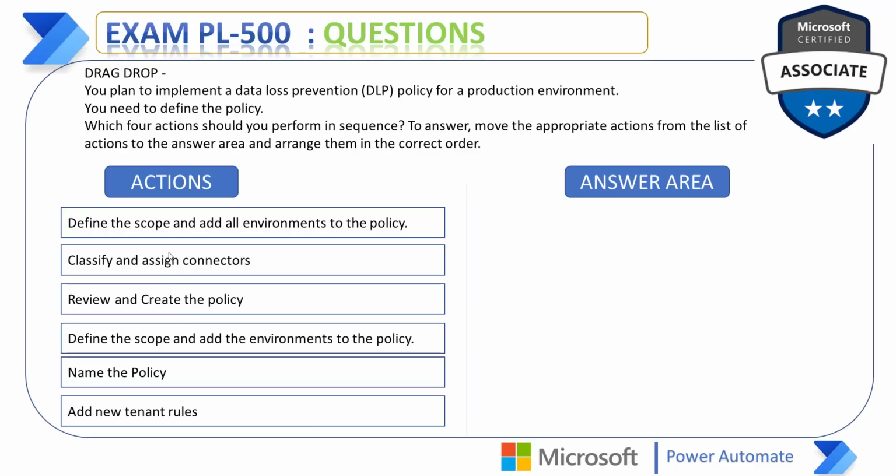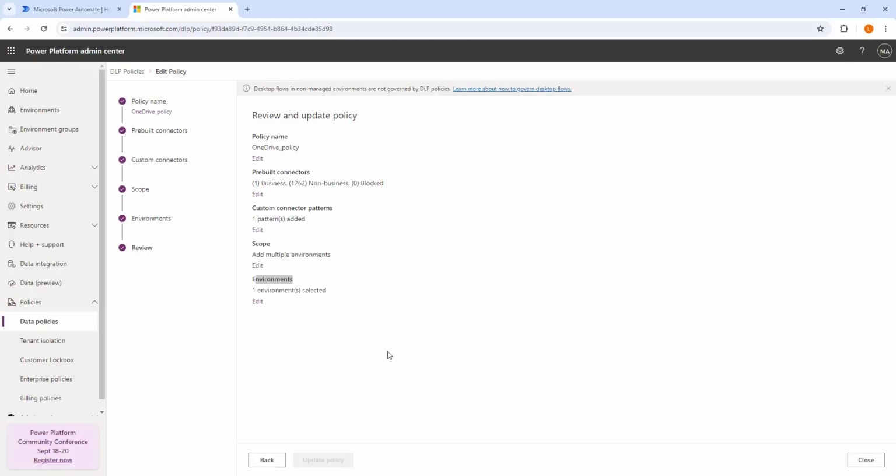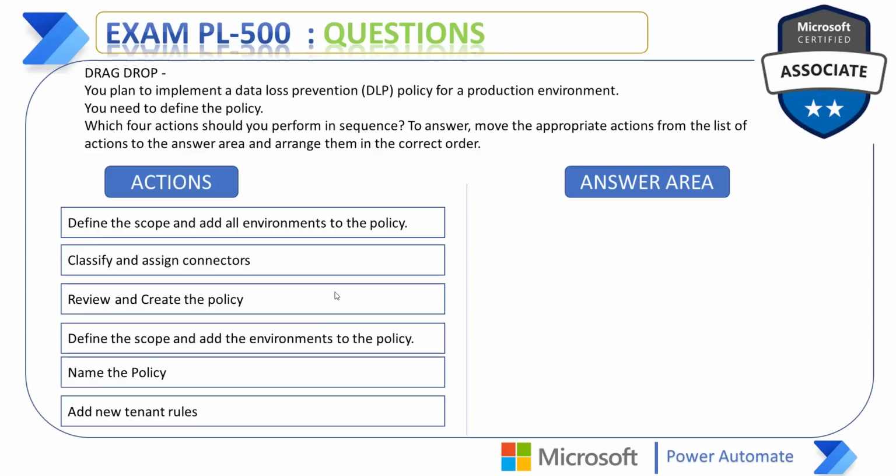Third one, I'm going to define the scope, right? There are 2 actions available, define scope and add all the environments to the policy. There, if you observe, I'm having production environment. So in that case, define the scope and add the environments to the policy. We have given over here, as add multiple environments, which is the production environment we have selected over here. One environment has been selected, right? That is the one, define the scope and add the environments to the policy.